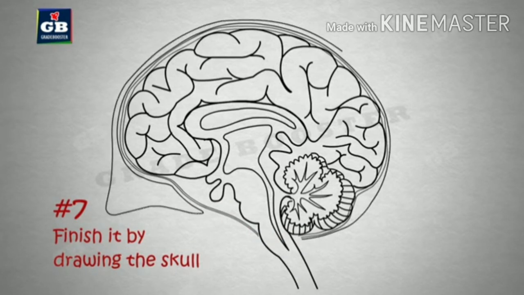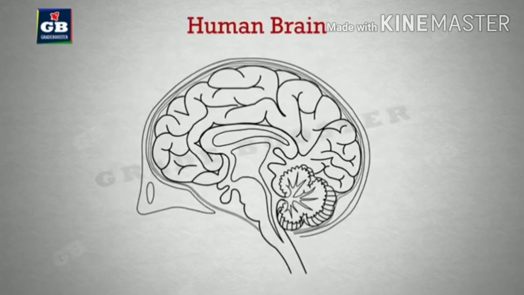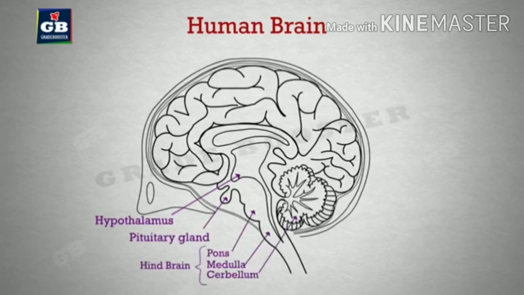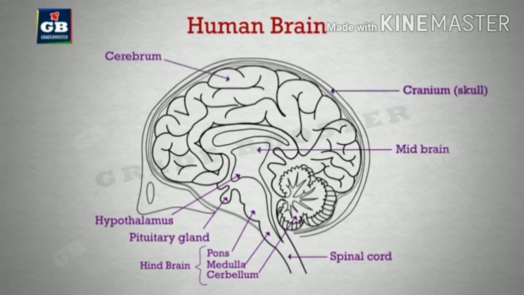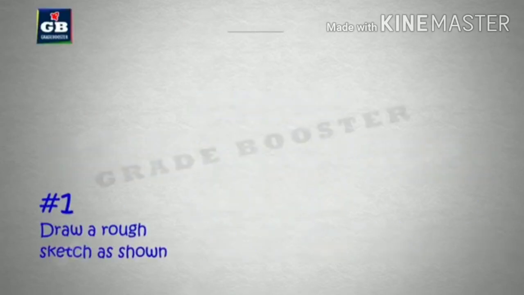Go through it. Follow me. Take a pencil and paper. Draw it as shown. Your diagram is complete. Now it's time to explain the parts of the brain and its function.